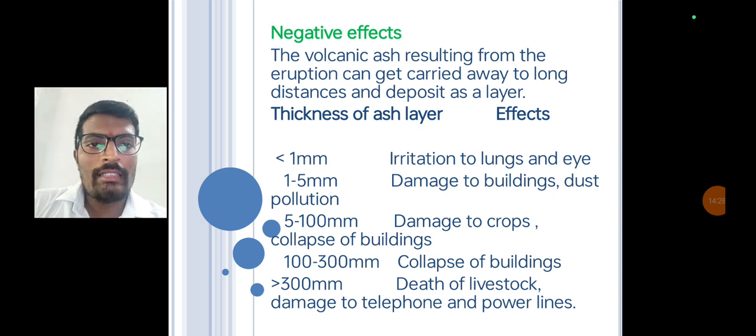If the thickness of the ash layer lies between 5 to 100 mm, the effects are damage to the crops and the collapse of the buildings. If the thickness lies between 100 to 300 mm, the effect is collapse of the buildings. If the thickness of the ash layer is greater than 300 mm, the effects are death of livestock and damage to the power and communication systems. These are the effects of volcanic eruption.